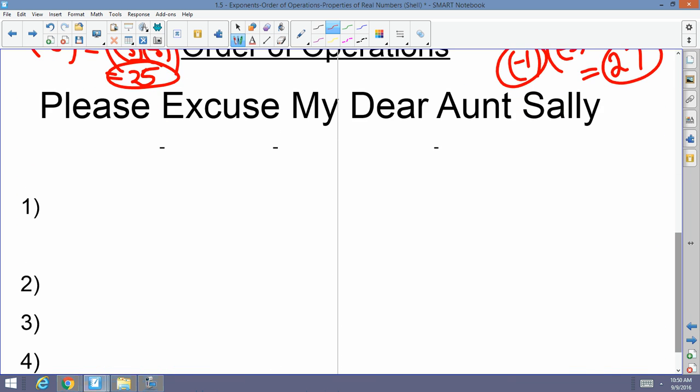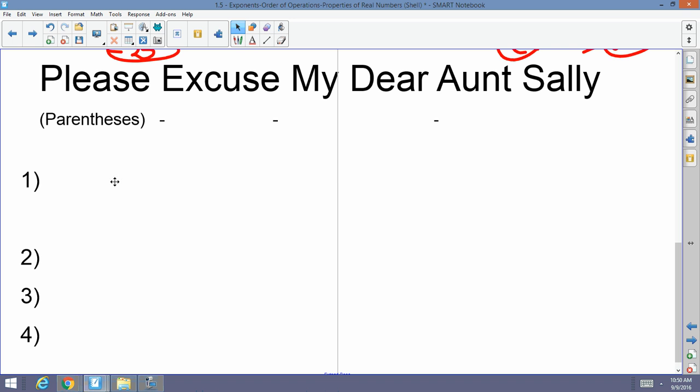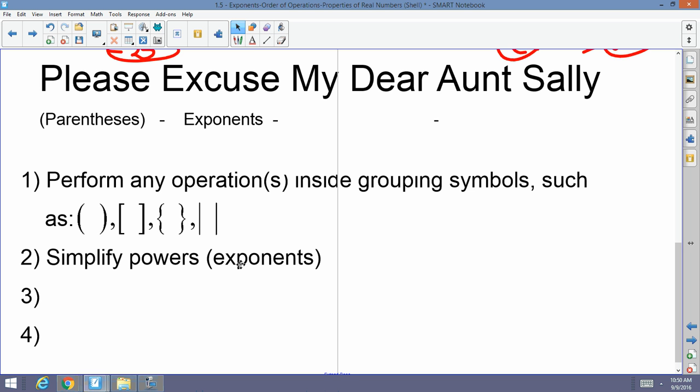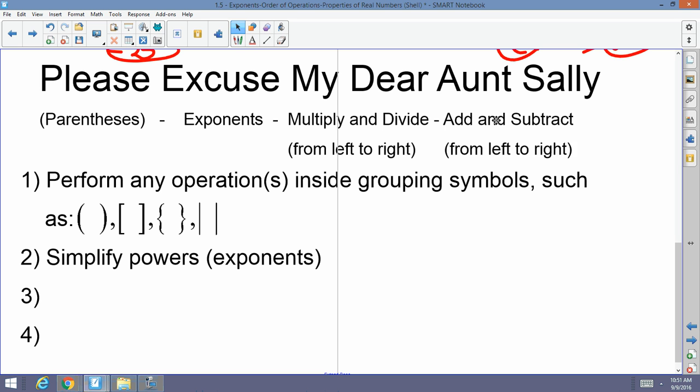Order of operations. Please excuse my dear Aunt Sally, okay? Number 1, please. This is parentheses. Go ahead and perform any operations inside grouping symbols such as parentheses, brackets, braces, or absolute value. You're going to perform what's in there first. Number 2, excuse exponents. Go ahead and simplify powers or simplify any exponents that are there. My dear, very important here. Multiply and divide in order from left to right. If you see a division problem first, you do that first. If you see the multiplication first, you do that first. You go in order from left to right. Last but not least, Aunt Sally, add and subtract.